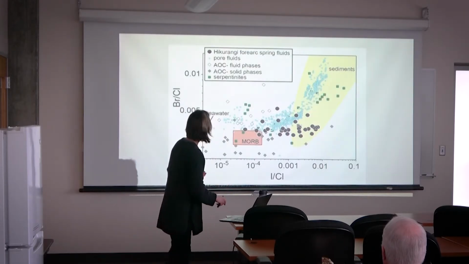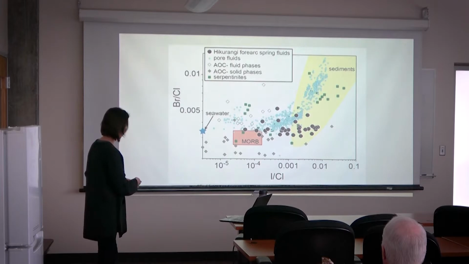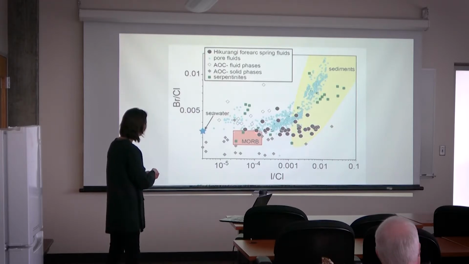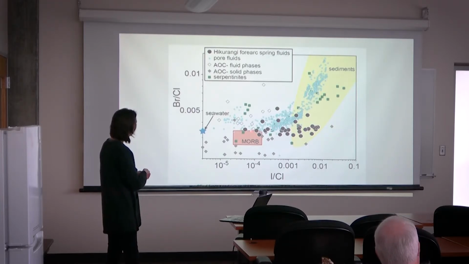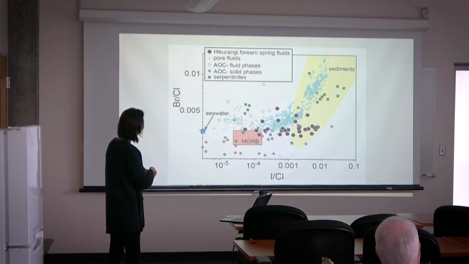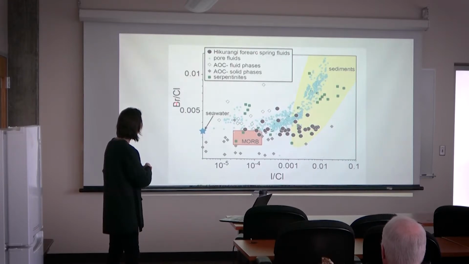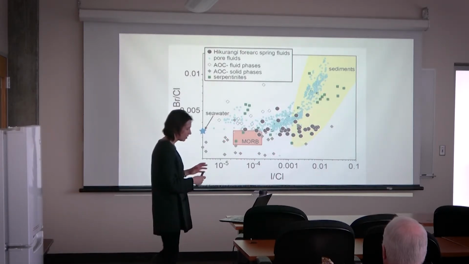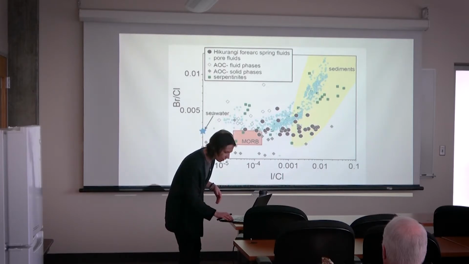Another way that we can look at this is this diagram that I showed you before, bromine over chlorine on the y-axis, iodine over chlorine on the x-axis. The black circles are our data. You can see that they have a trend following along sedimentary pore fluids, also maybe that of sediments. They're all higher in bromine over chlorine than what we see in the altered oceanic crust, which is these diamonds down here. So it still gives us this consistent story.